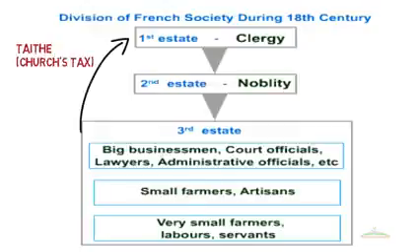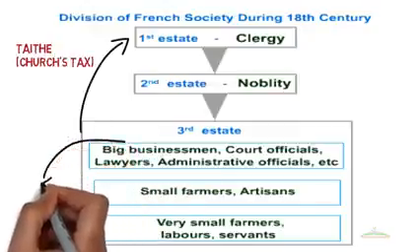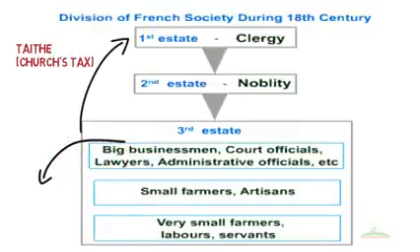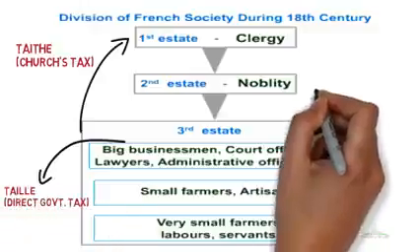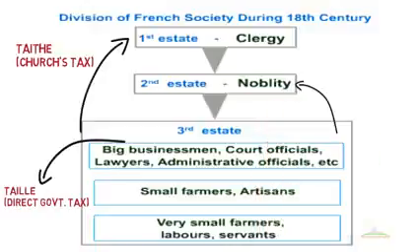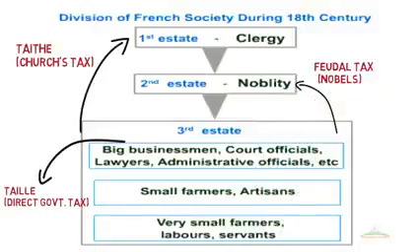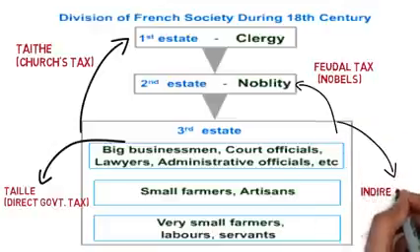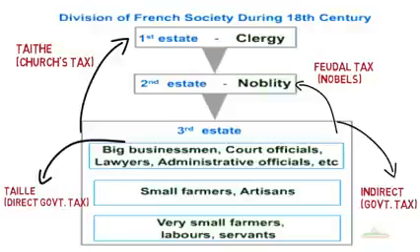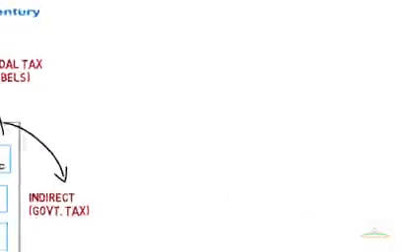The tax that they paid to the church or the clergy was known as tithe, which was 1/10 of the total production, and it was paid by the peasants. The next type of tax they paid to the king was a direct tax, known as taille. The third type of tax they paid to the feudals or the nobles was a feudal tax, and the fourth type of tax was an indirect tax added to products such as salt and tobacco.